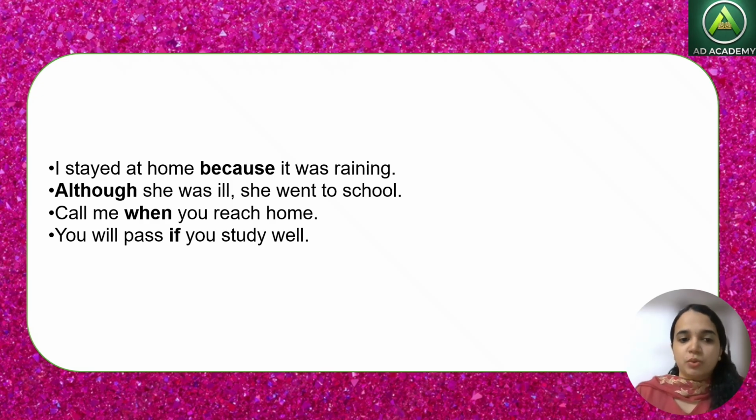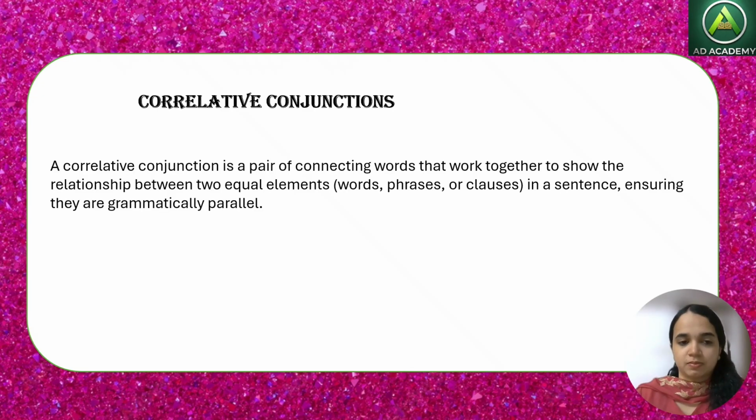Next one, call me when you reach home. You will pass if you study well. There it shows the condition, if. Next one is correlative conjunctions. It usually occurs as pairs like either or, neither nor, in a sentence, ensuring they are grammatically parallel.